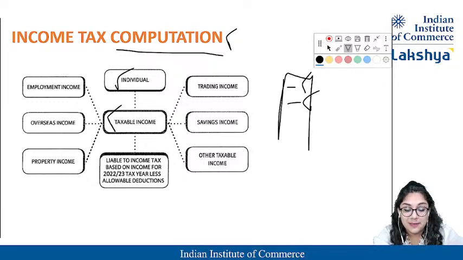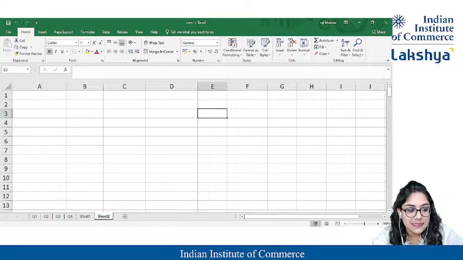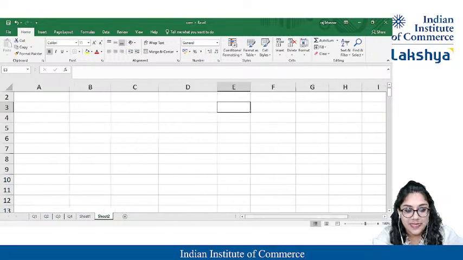Give me a minute, I'm just opening the Excel. Maybe that is visible to you all. Yeah, cool, it's visible. Okay, I'll just increase the size so that you can easily check it.